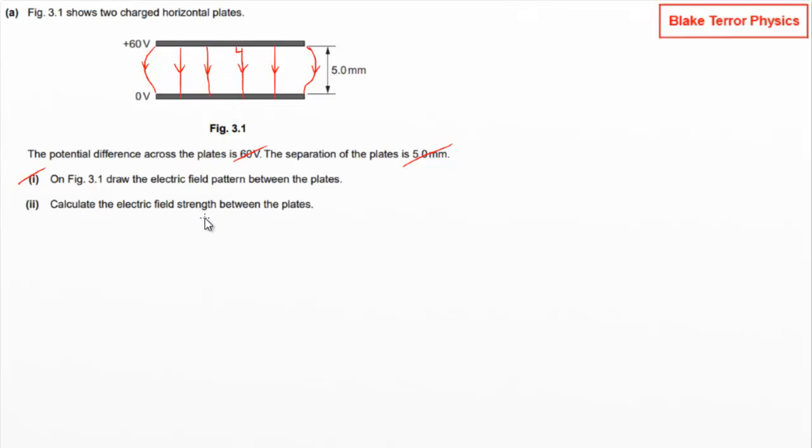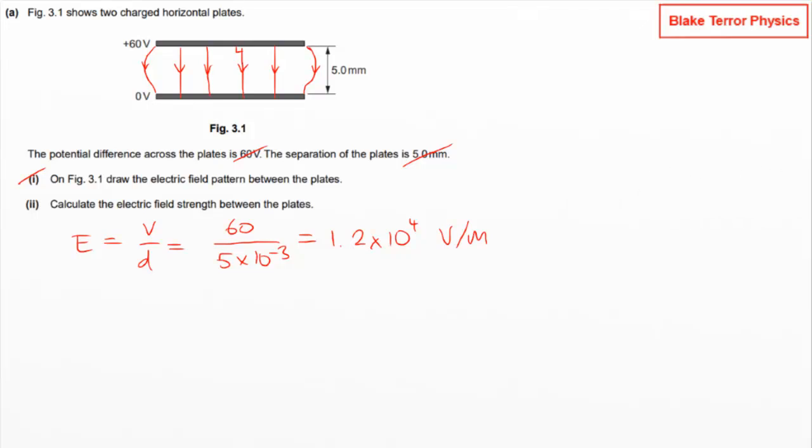Right, calculate the electric field strength between the plates. So E is V over D, which is 60 divided by 5 times 10 to the minus 3. So that's 12 times 10 to the 3, so 1.2 times 10 to the 4. So you can say volts per meter, newtons per coulomb, whatever you want. I mean, different ways of describing the electric field strength.